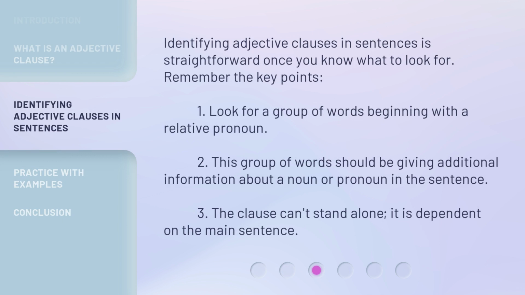Identifying adjective clauses in sentences is straightforward once you know what to look for. Remember the key points. 1. Look for a group of words beginning with a relative pronoun. 2. This group of words should be giving additional information about a noun or pronoun in the sentence. 3. The clause can't stand alone. It is dependent on the main sentence.